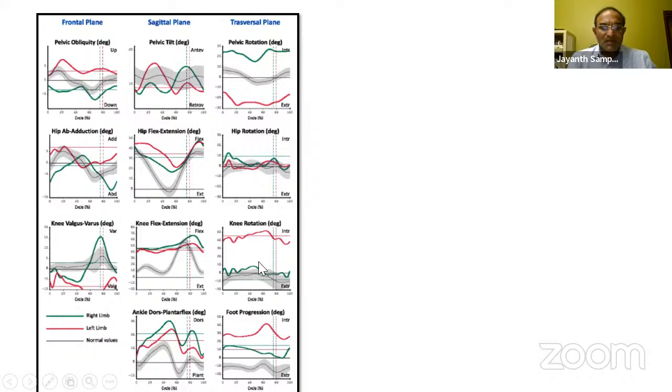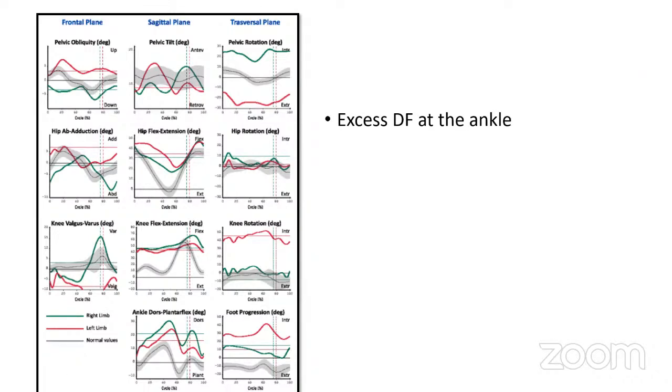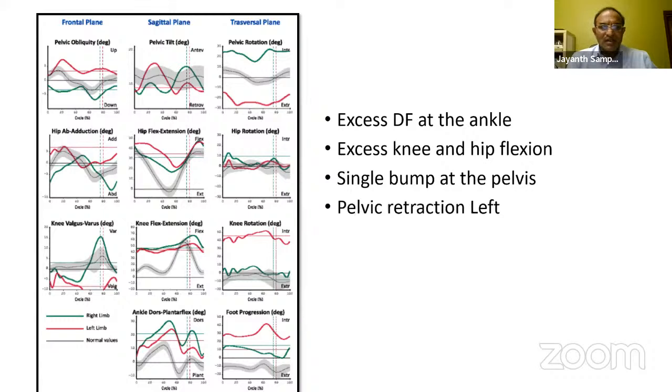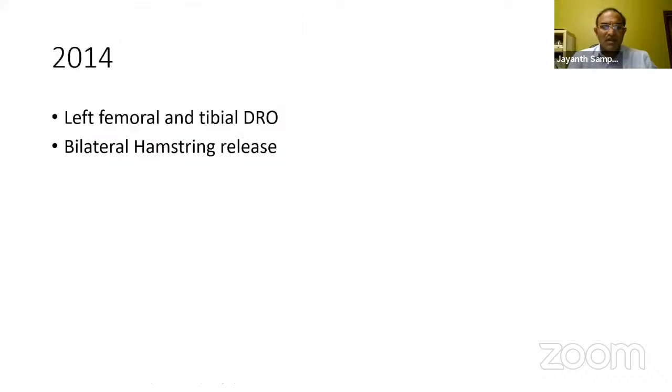But then once you come down to the knee and to the ankle level, you can see that because of internal tibial torsion, the transverse plane problem reoccurs again. So we also see that there is excess dorsiflexion at the ankle, excessive knee and hip flexion, as commented by Dr. Dhiren. There is a single bump at the pelvis, left hemipelvic retraction. Hips are in neutral, surprisingly, but that is just because of the compensation. The knee and feet are in.